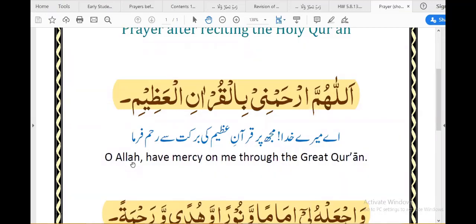Oh Allah, have mercy on me for the great Quran. Well done. Excellent. That was really nicely read.